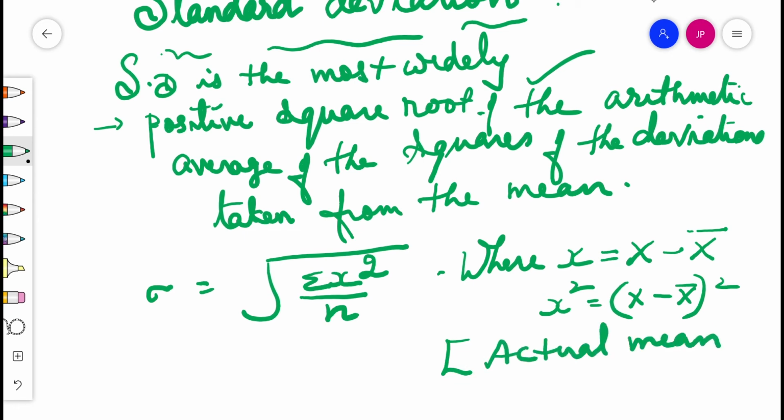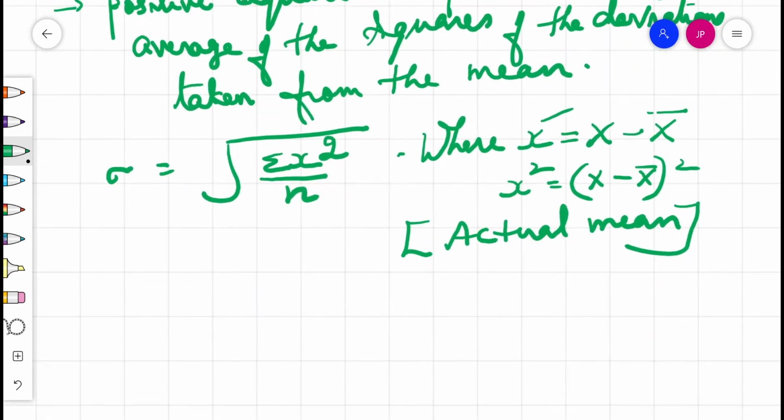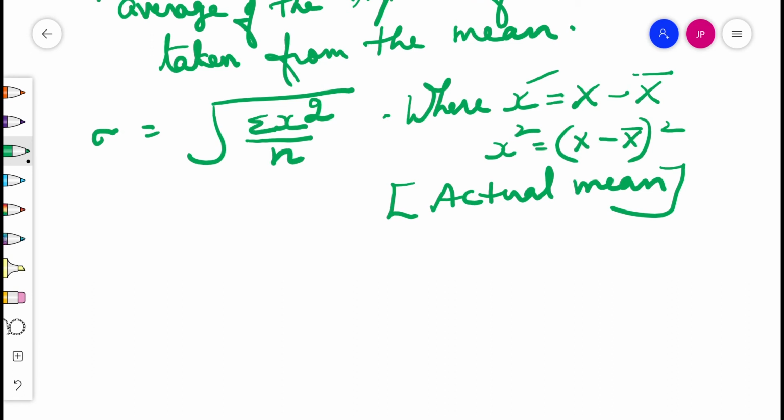So we have to calculate first of all the actual arithmetic mean of the data or the series, and then we have to calculate x, item minus x bar, then square it, then summation of that in square root, divided by number of observations.